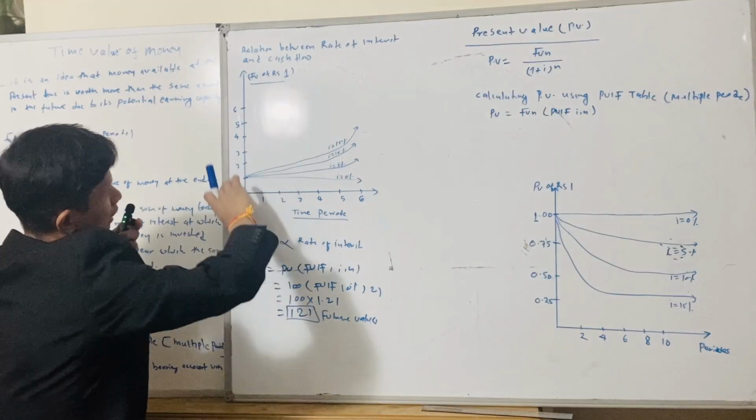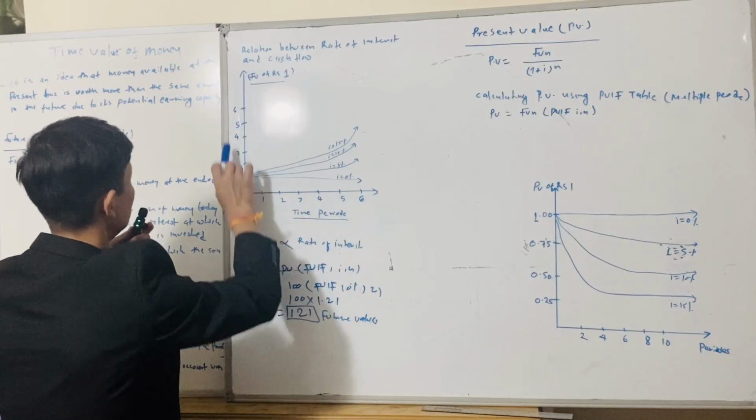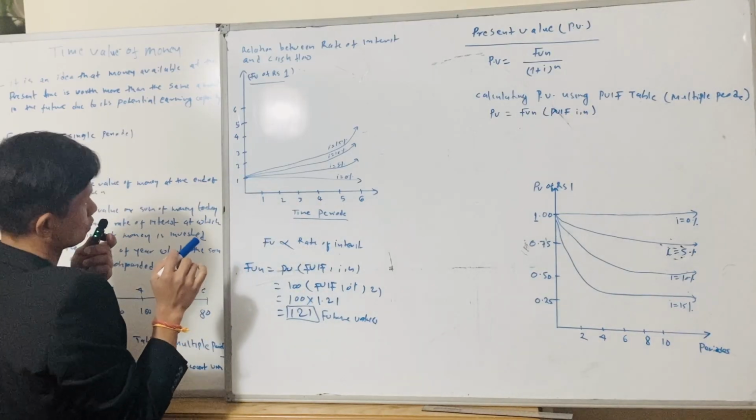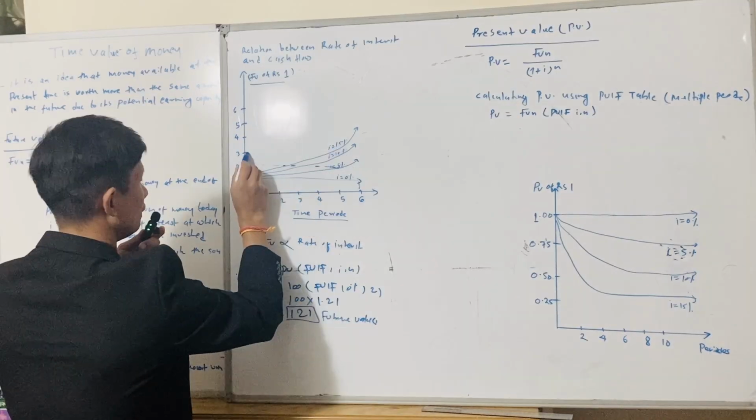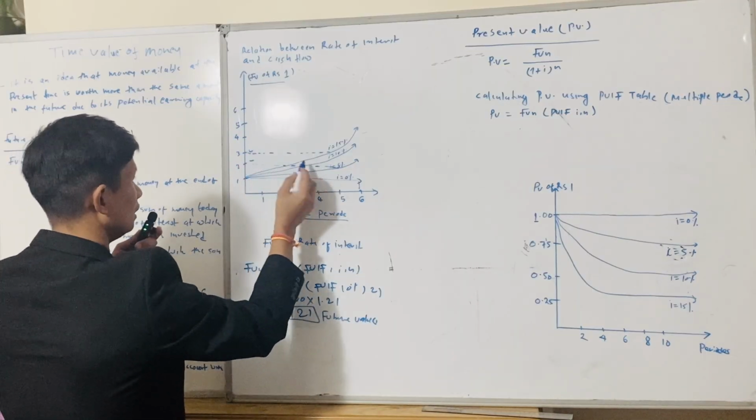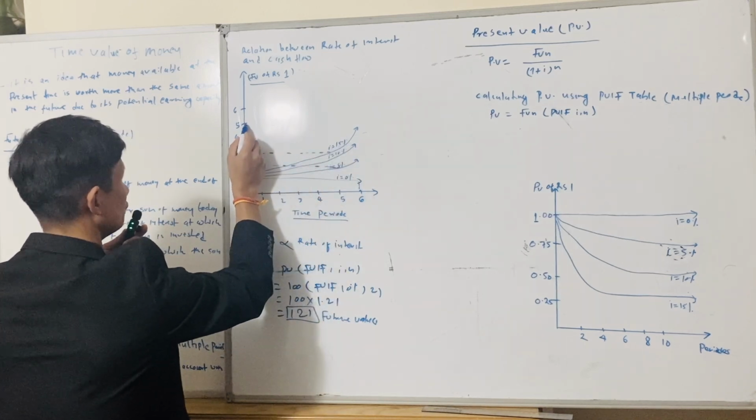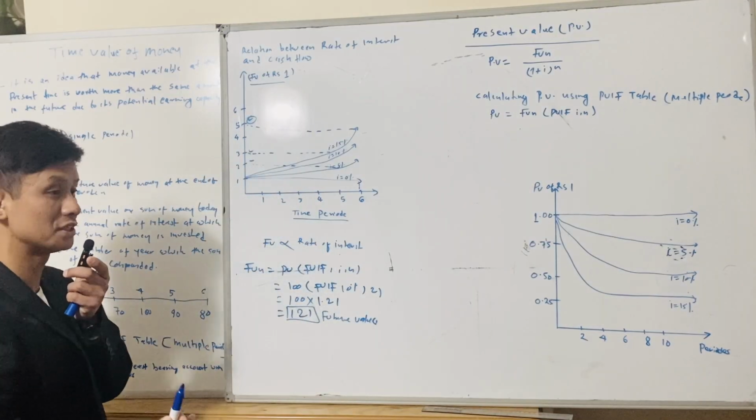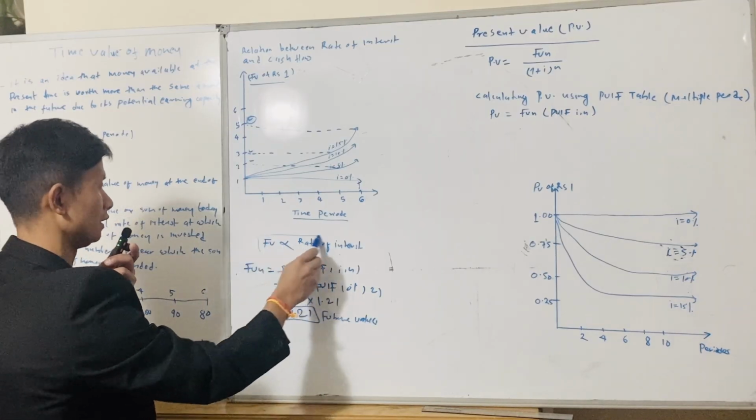If you see in this diagram, this side is the time period 1, 2, 3, 4, 5, and the vertical side is the rate of interest. When the rate of interest increases, for example from 0 to 15, the value goes up. So in this way, when the rate of interest increases, future value has a proportionate relationship with the rate of interest.